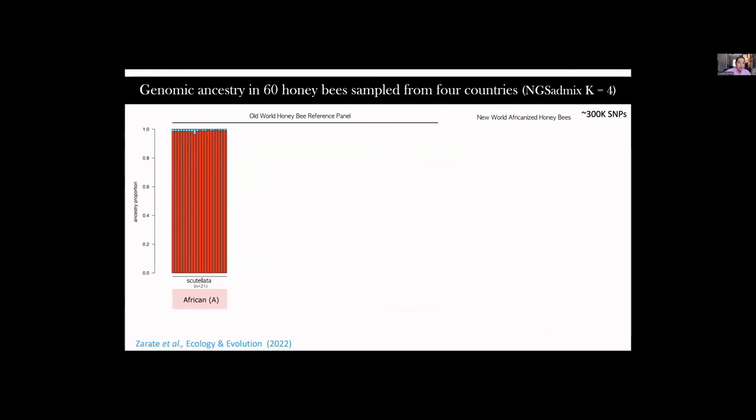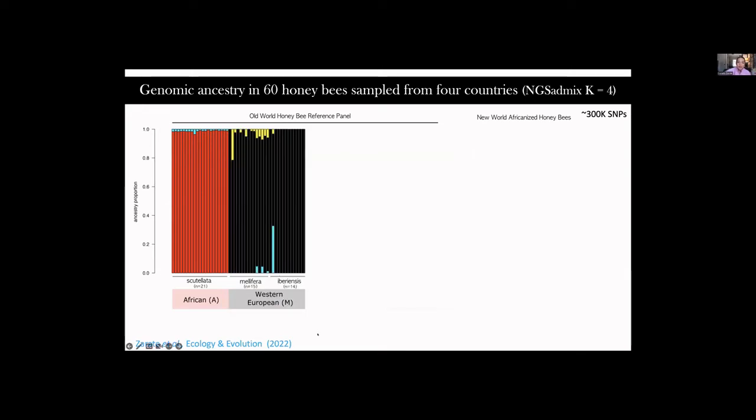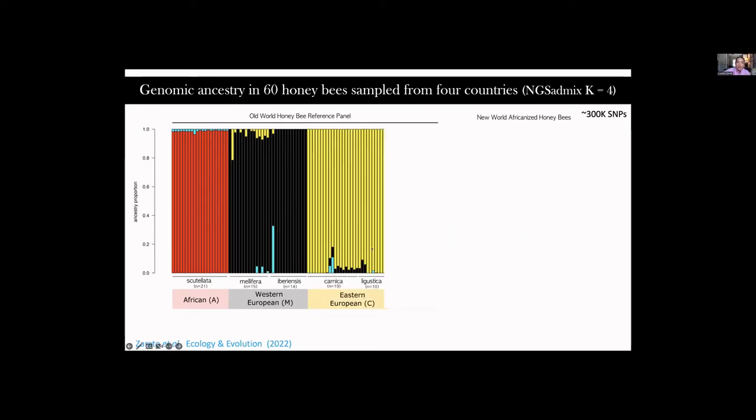So this is an admixture plot. Each column is an individual honeybee, and the colors correspond to the ancestry from the 4 different clades. So first we have our old world honeybee reference panel, the bees sequenced by Harper and Wahlberg previously, and I'm just showing a little piece of it here. These are the 21 Scutellata honeybees that I included, and as you can see, they're all pretty red, so they're all pretty 100% African. The Western European, pretty black bees there, so we have a little bit of evidence of admixture in one or a couple individuals, but largely they are mostly Western European in ancestry.